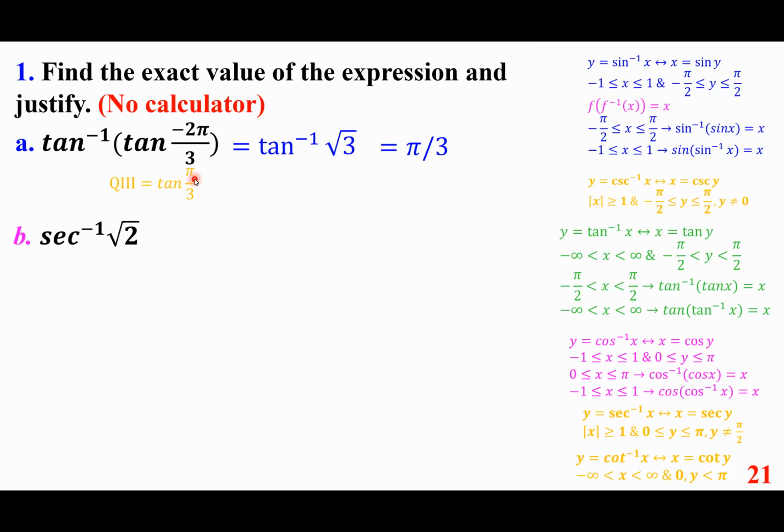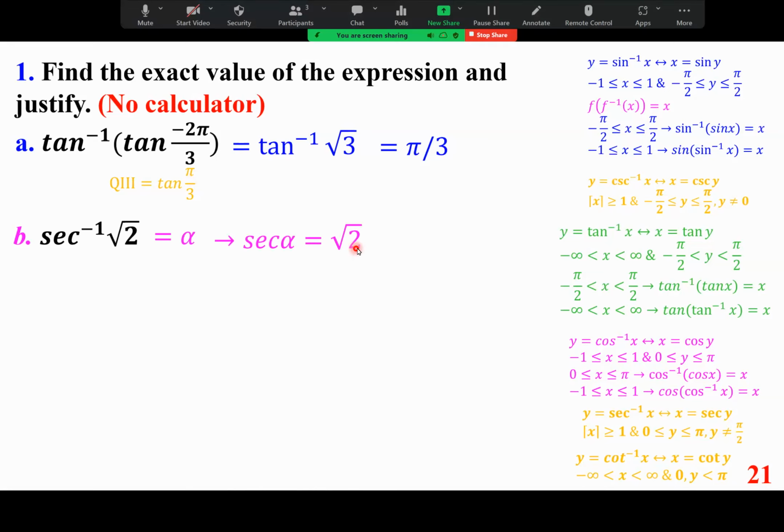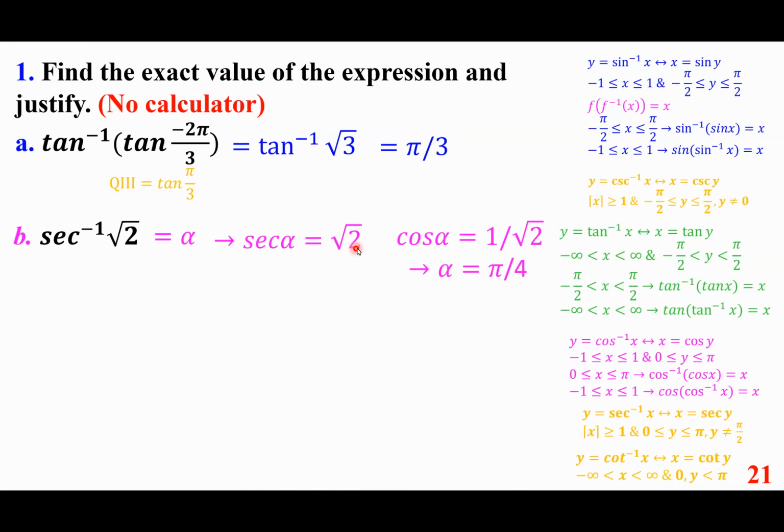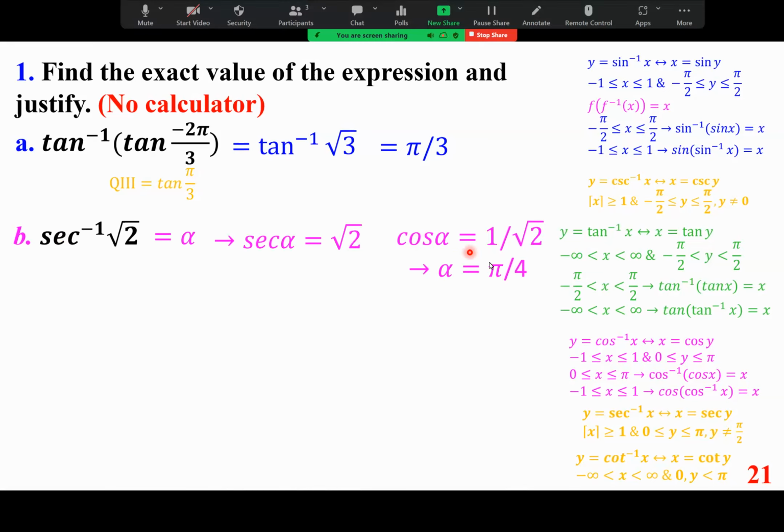Secant inverse of square root of 2. Whenever we are given a case like this, I like to set this equal to some variable, alpha, beta, gamma, x, you name it. For example, if this is alpha, by definition, it means secant of alpha is square root of 2. And because we are familiar with cosine, cosine is the reciprocal of that. Let's go with the cosine. Cosine is 1 over square root of 2, or square root of 2 over 2. And you know alpha to be pi over 4. So again, we go from secant to cosine because it makes it easier to come up with the answer.